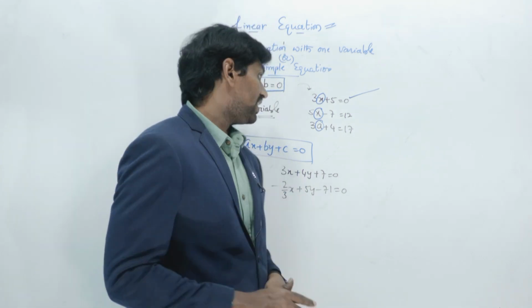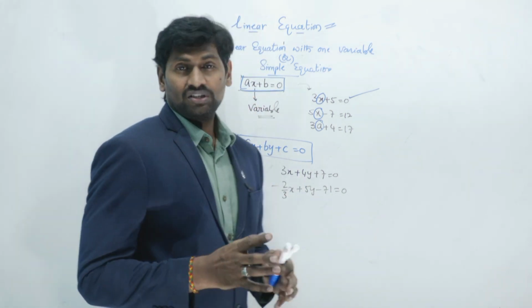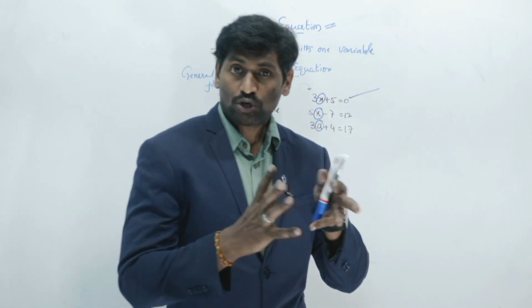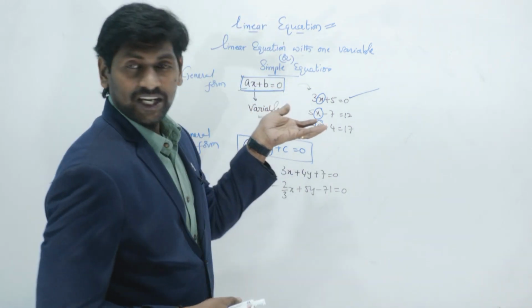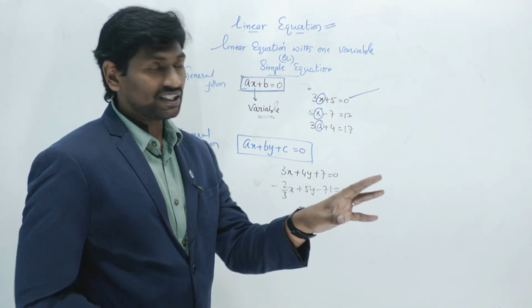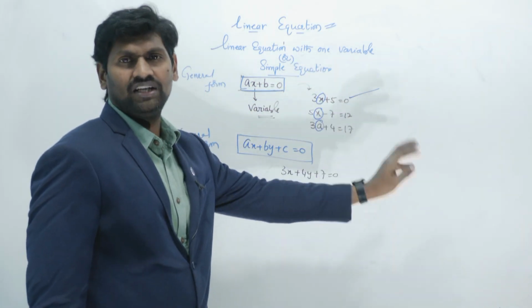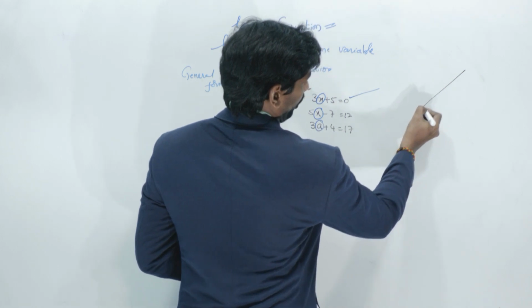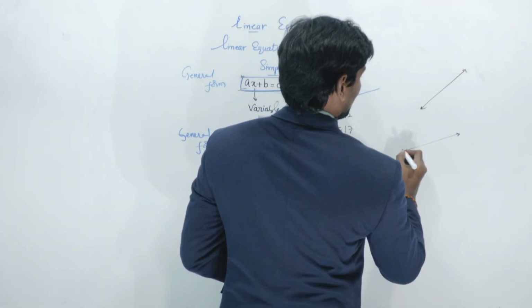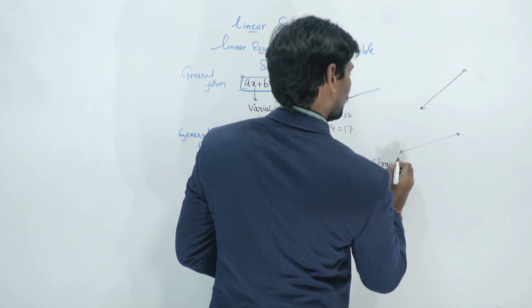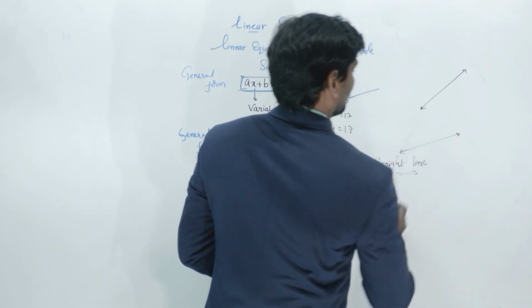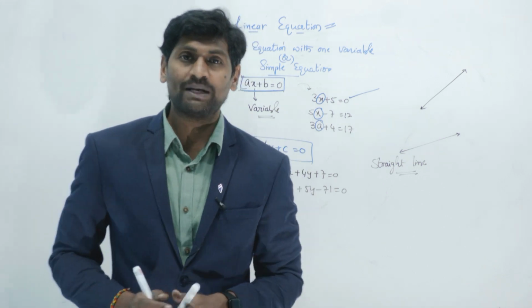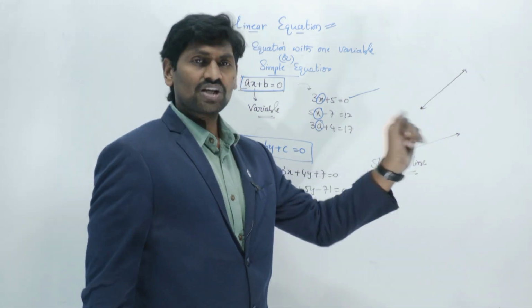Now coming to linear equations, when you represent any equation on graph paper using coordinate geometry, for any linear equation, whether it is a two variable or one variable, the graph is always a straight line. The graphical representation of a linear equation with one variable or two variables always gives a straight line.